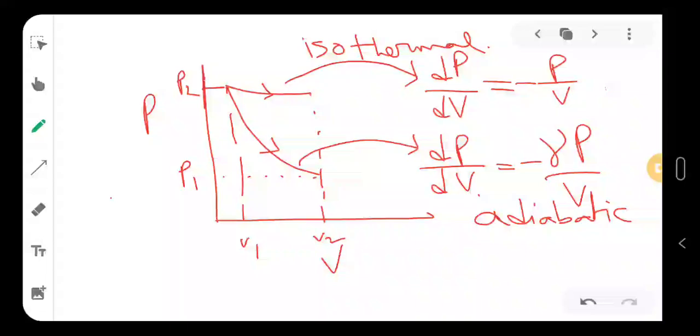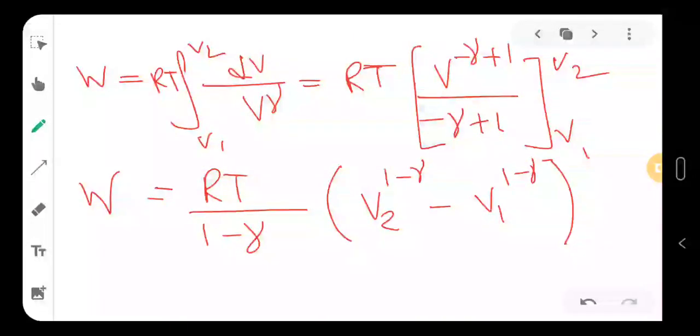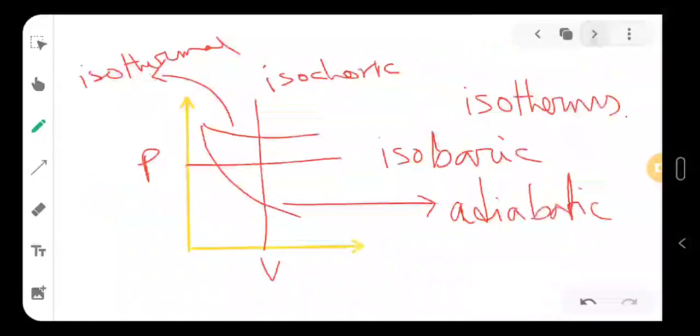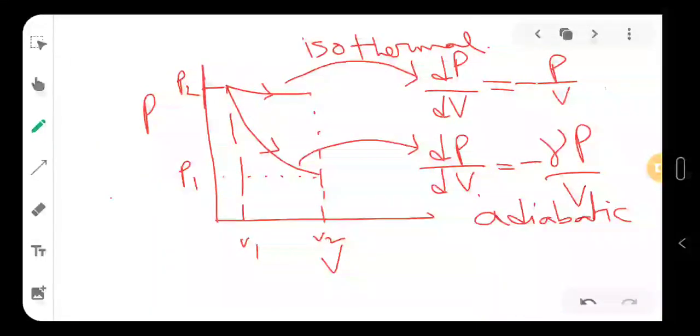Okay. So these things are there in this topic. These processes are used in our heat engines like car engines, two stroke and four stroke engines, and also in our refrigerator. So this kind of procedure is followed. Okay, so this is it.